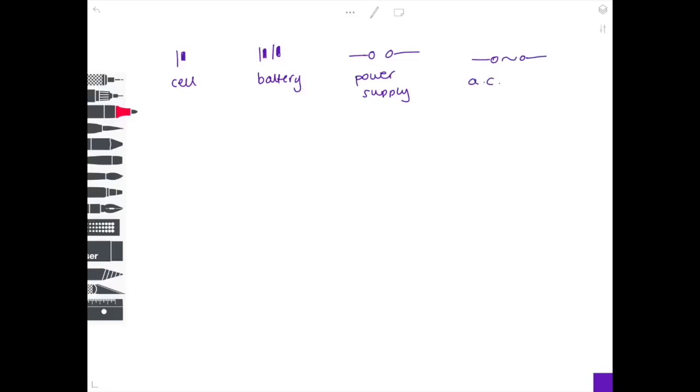Right, long list of electrical symbols you need to know. So let's start with the easiest, most straightforward ones. We have the cell. If we connect two or more cells together, then we have a battery. Next up, this indicates a power supply. And if you draw the same symbol with a squiggle between the two connections, then you have an AC or alternating current power supply.